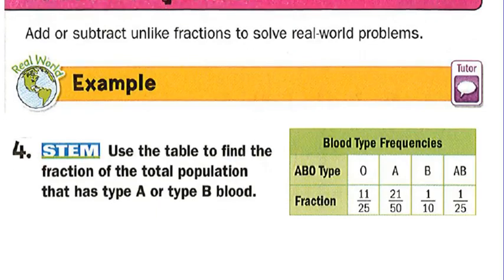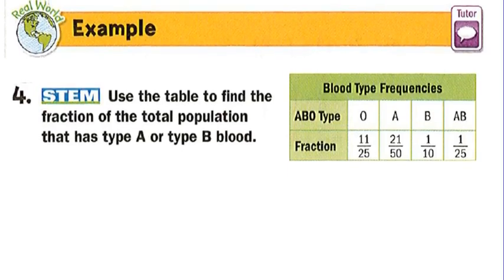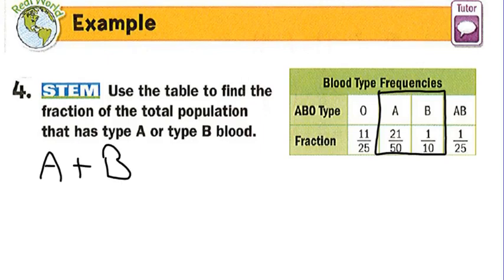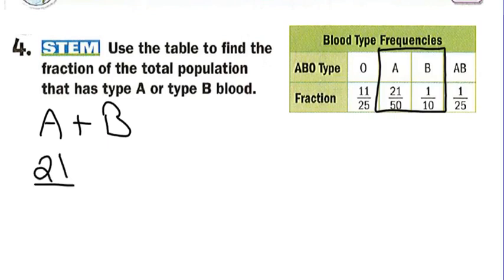Last example. We're going to add or subtract unlike fractions in a real-world problem. So we're going to use the table to find the fraction of the total population that has type A or type B. So how much of the population has one of these two blood types? Well, if I want to know how much of the population has one or the other, that means I need to combine them to see what fraction of the population that represents. So it's really type A plus type B. So type A is 21/50ths, and type B is 1/10. Well, I can't combine them with these unlike denominators.